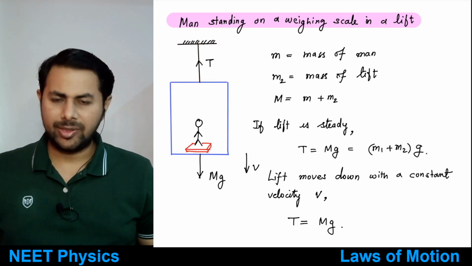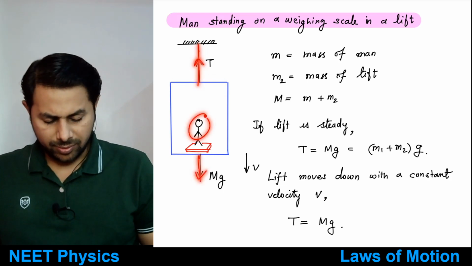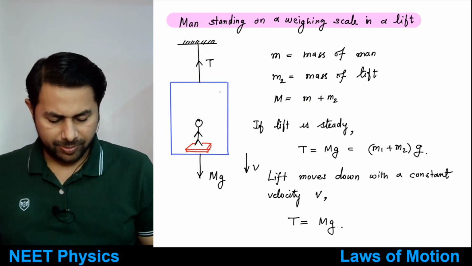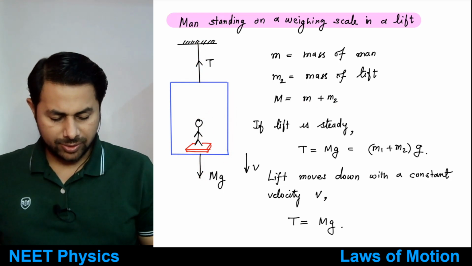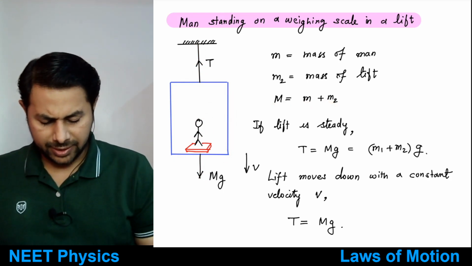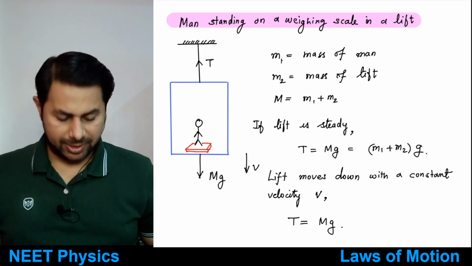If the lift is steady, it means the net upward force is equal to the net downward force. So the mass of the man is m1 and the mass of the lift is m2. What will be the total mass? The total mass is just equal to m1 plus m2.